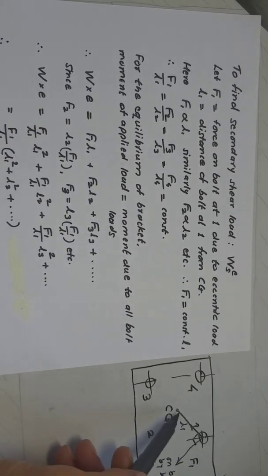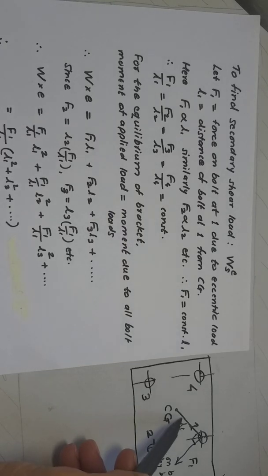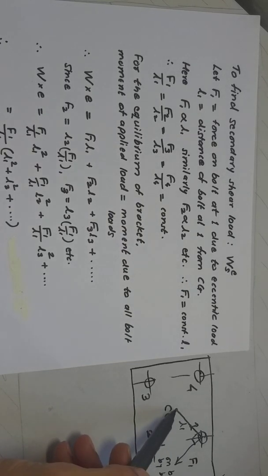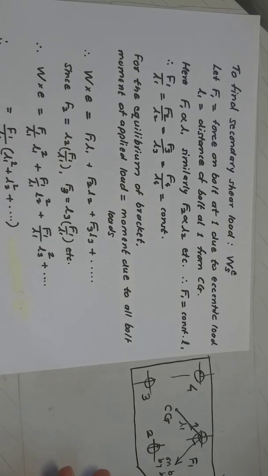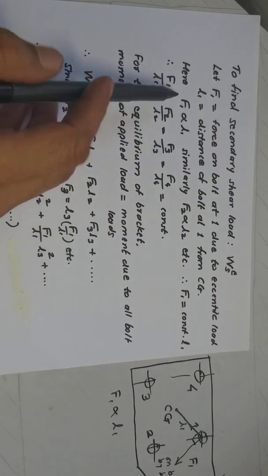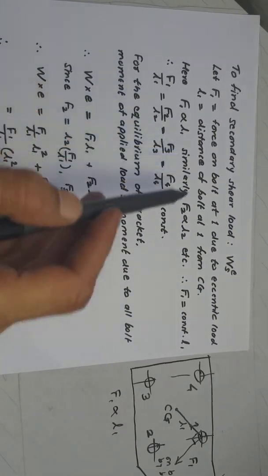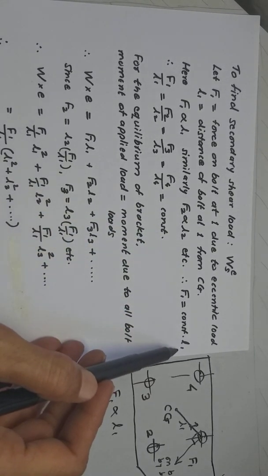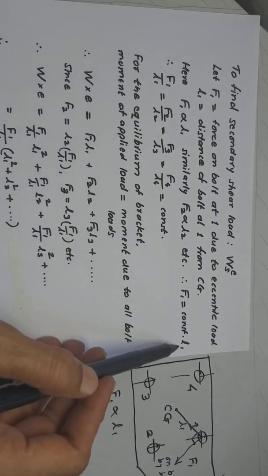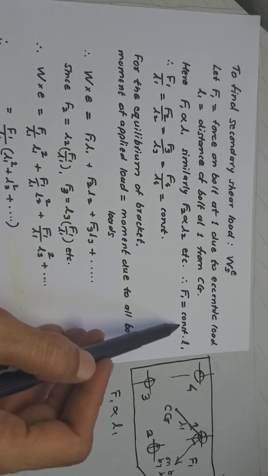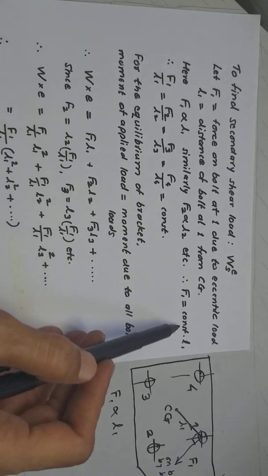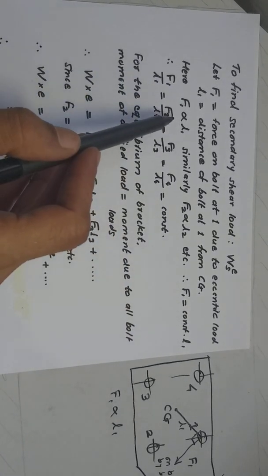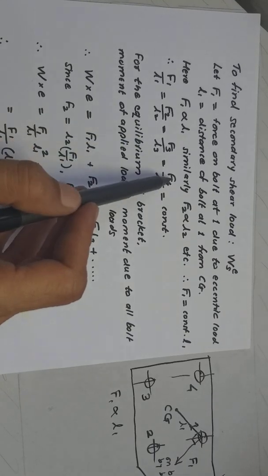Now you will see that whichever bolt is nearer to the center of gravity will be stretched less, and the bolt which is away will be stretched more when the tilting takes place. Therefore force is going to be proportional to distance. So we can write that F1 is proportional to L1, F2 is proportional to L2 and so on. That means F1 is constant into L1. So F1 upon L1 equal to F2 upon L2 equal to F3 upon L3 is constant.